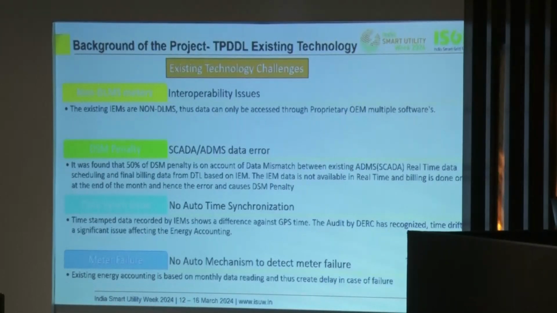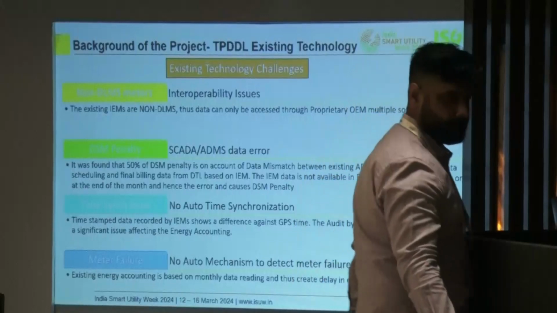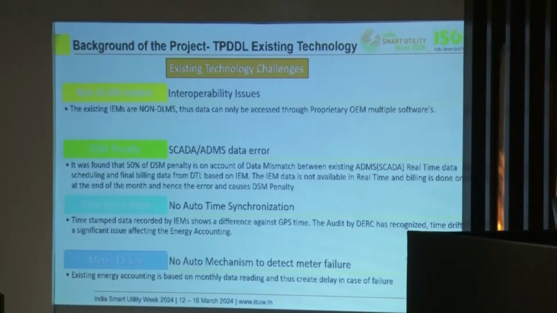DSM penalty. We analyzed that approximately 50% of the DSM penalty was due to data mismatch errors when comparing the SCADA data, which was being used for power scheduling, and the DTL energy meters data. We had discrepancies in that data, due to which our DSM penalty was getting hit, and it was roughly 50% accounting.